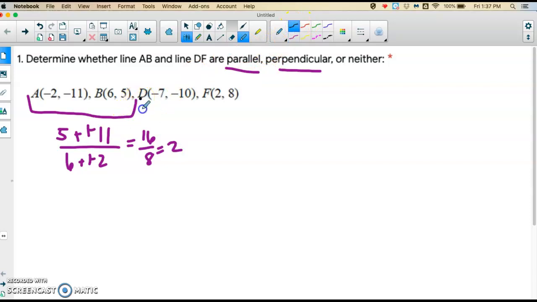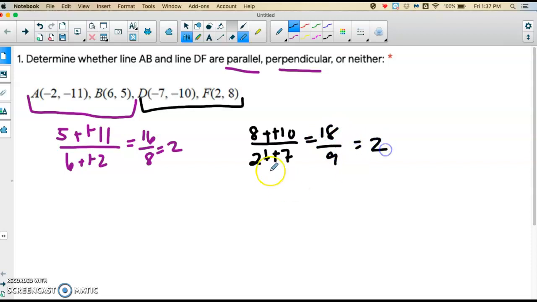And then for DF, what I did was I took 8 minus a negative 10, and then I took 2 minus a negative 7. Those become plus signs. That's 18 over 9, which is 2. So these are parallel. The slopes are the same.